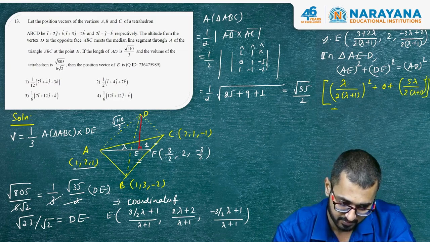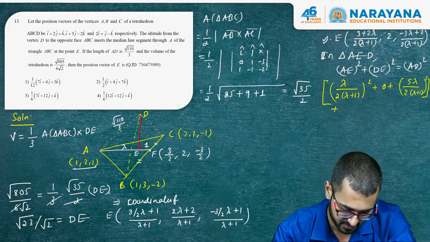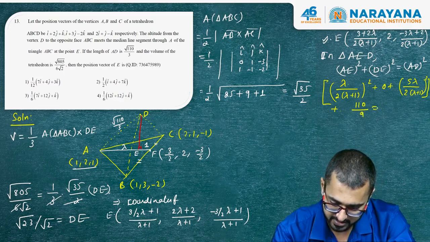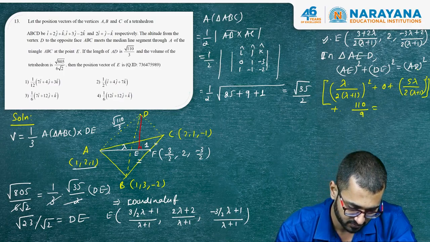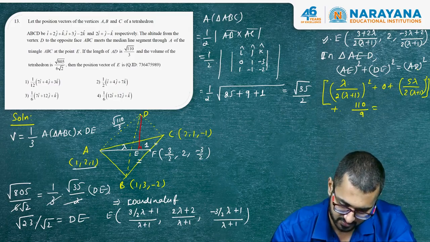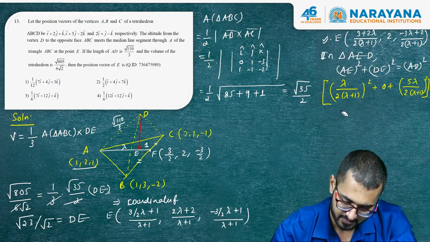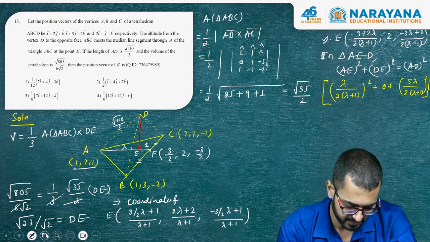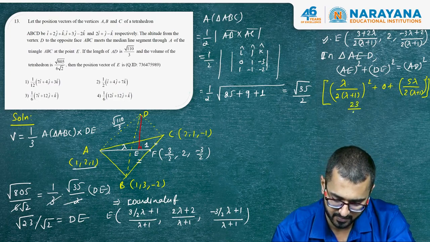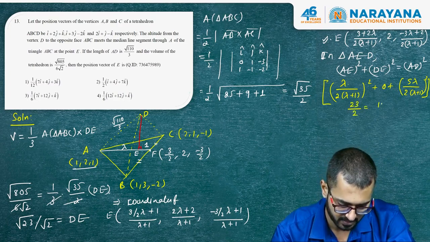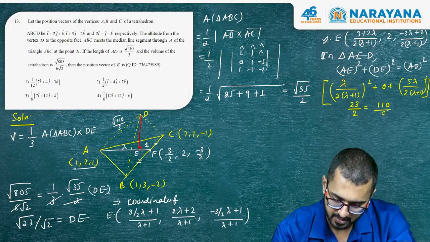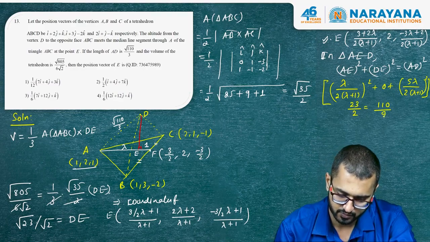This plus DE square, we know it's already how much? 110 by 9. So square it, 110 by 9 is equal to AD square. So DE square is basically root 23 by 2, so we'll be getting here 23 by 2 is equal to 110 by 9. So we got this value.